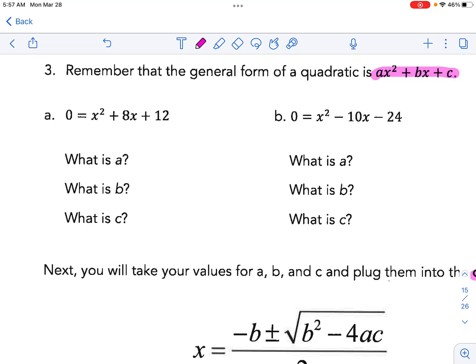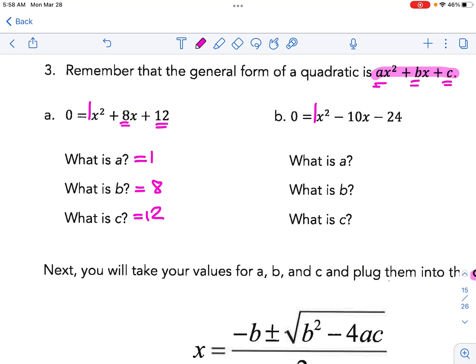So we're looking for the coefficients. So a is the coefficient in front of the x squared term. So looking at the x squared term here, this coefficient is 1. So a equals 1 here. B is the coefficient in front of the x term. So that's right here, which is 8. And c is the constant. In other words, it's the number without a variable. So c equals 12.